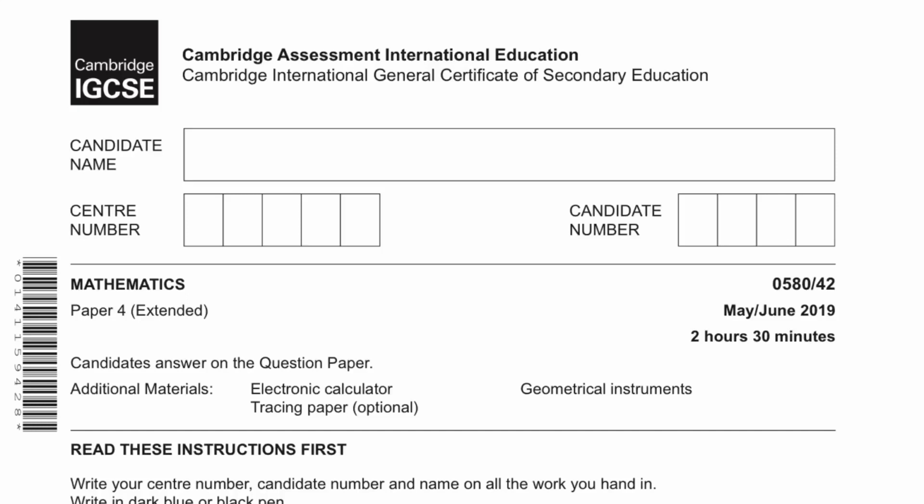Everyone, today we are going to solve IGCSE 0580/42 May-June 2019 exam paper. This is paper 4 extended. So let's begin.